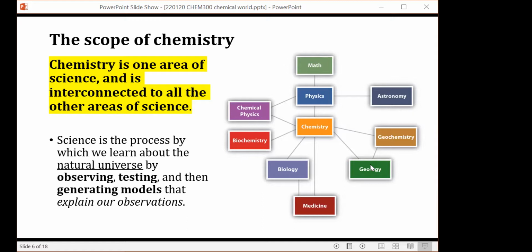So chemistry is just one area of science. It's interconnected to all the other areas. And science is the process in which we learn about the natural universe by observing things, testing them, and then generating models that explain our observations.